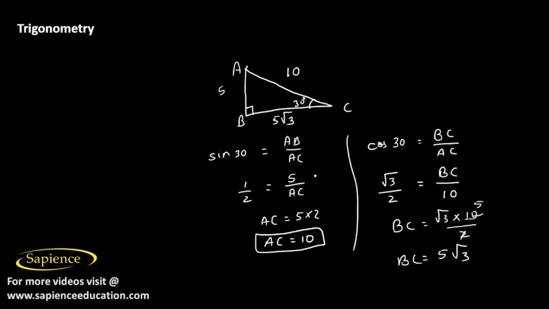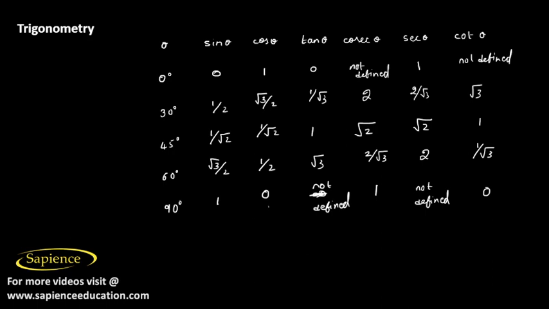So if one of the angles and one of the sides is provided to us, we can find all the other three sides of the right angle triangle using these trigonometric ratios.